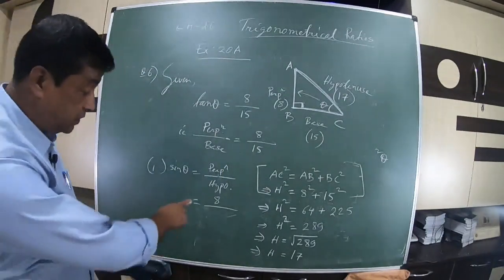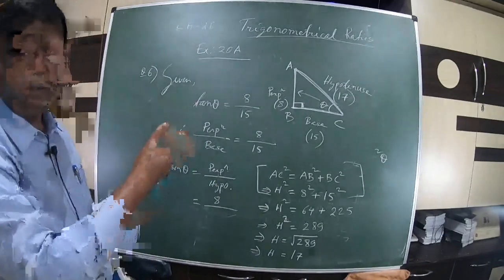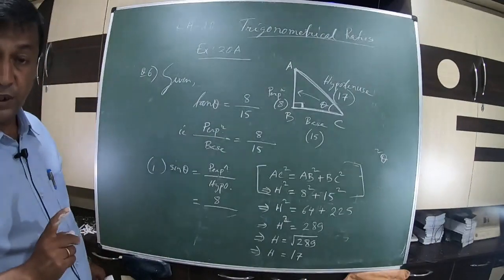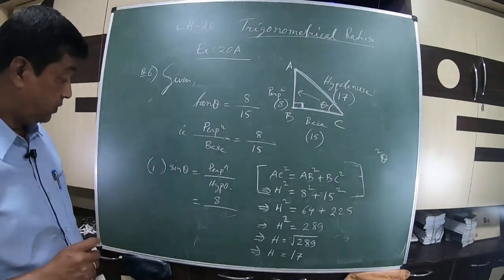Because you need hypotenuse here in this ratio. You are given only perpendicular and base. You are not given the hypotenuse. You have to find out the hypotenuse first, then only go for these ratios. Is it clear to you?